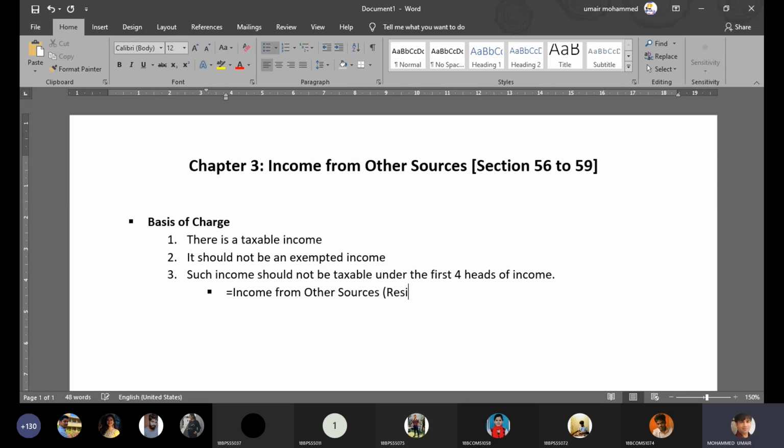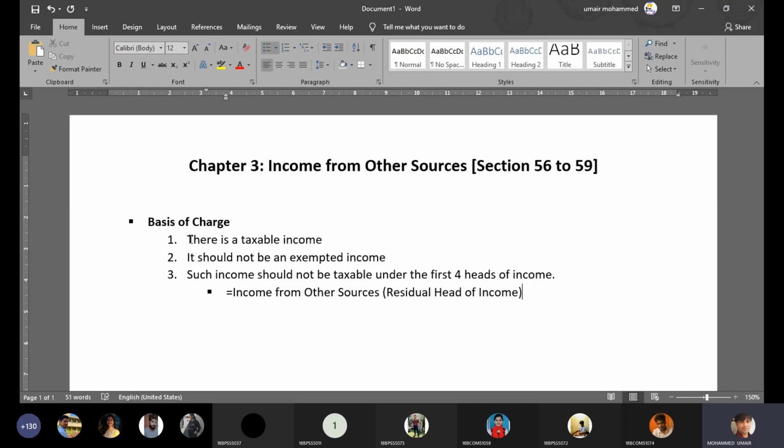And that's one of the reasons why this is called residual head of income, because we charge under this head those transactions which cannot be charged under the first four heads. So whatever is left out, whatever cannot be charged under the first four heads is taxable under the head income from other sources. So this is the criteria for classifying an income under the head other sources: that it should be a taxable income, it should not be an exempted income, and such income should not be taxable under the first four heads of income.